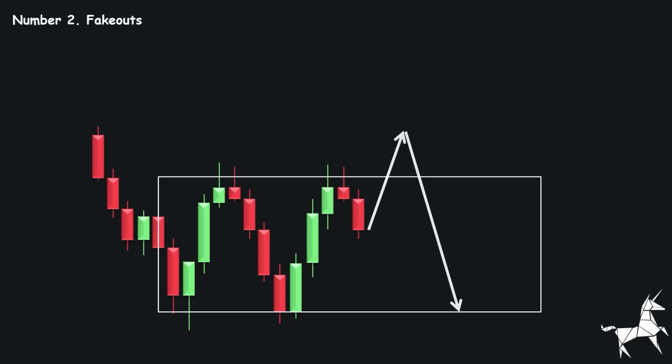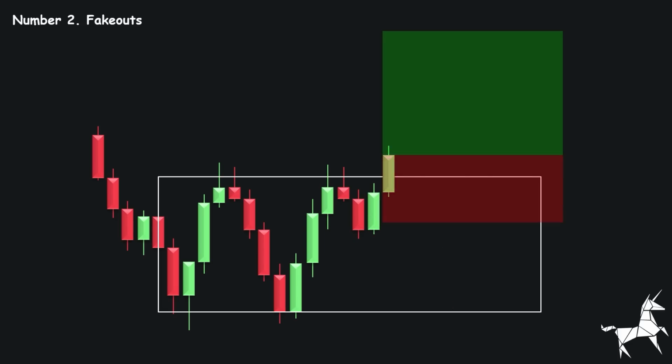Here's why. When the price breaks above a level, it triggers buy stops, and the stop losses are set below this area. When the price returns inside the range, it triggers those stop losses and causes the price to push lower with momentum.